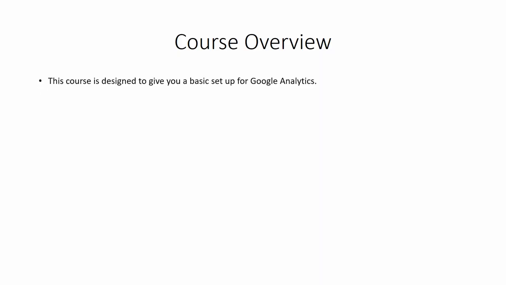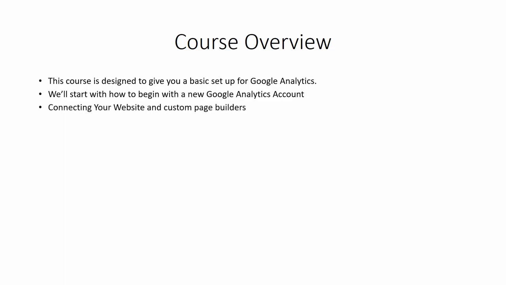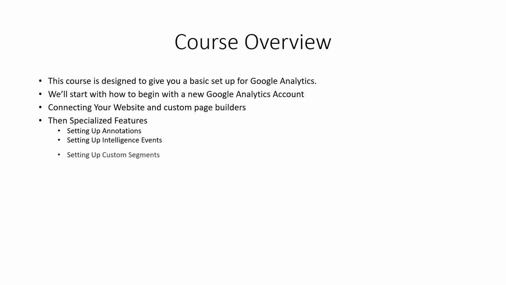Hello and welcome. Now, in this course, you are going to receive a tutorial on a basic setup of Google Analytics on your site. Now, we'll start with how to begin with a new Google Analytics account. Now, you'll be connecting your website and or custom page builders or even your WordPress site. Then we'll be walking through some of the specialized features of Google Analytics, such as setting up annotations so that you'll know how your site is performing at a glance. We'll be setting up intelligence events so that you can have emails sent to you when certain things happen on your site. We'll be setting up custom segments so that you can break down different views of your website activity.